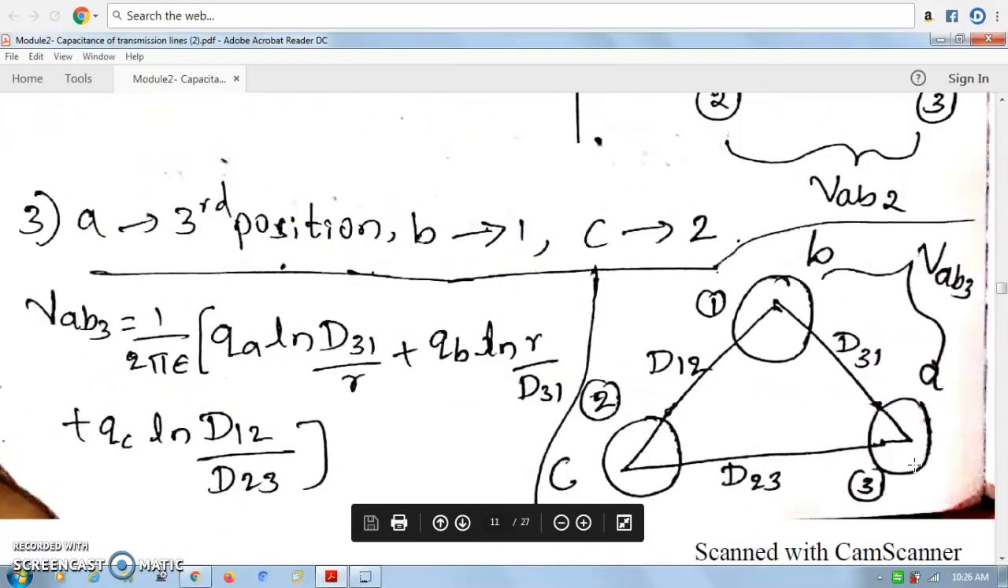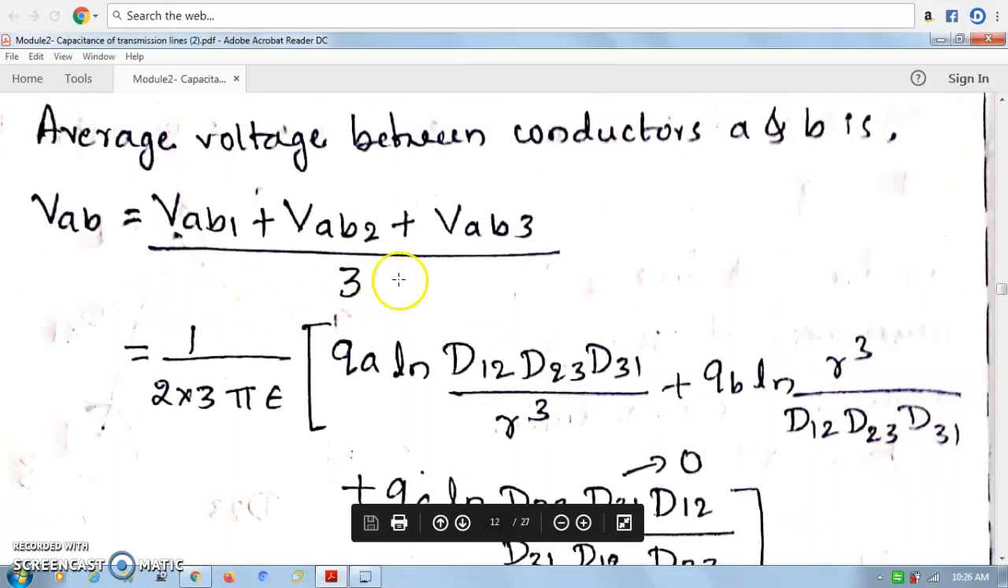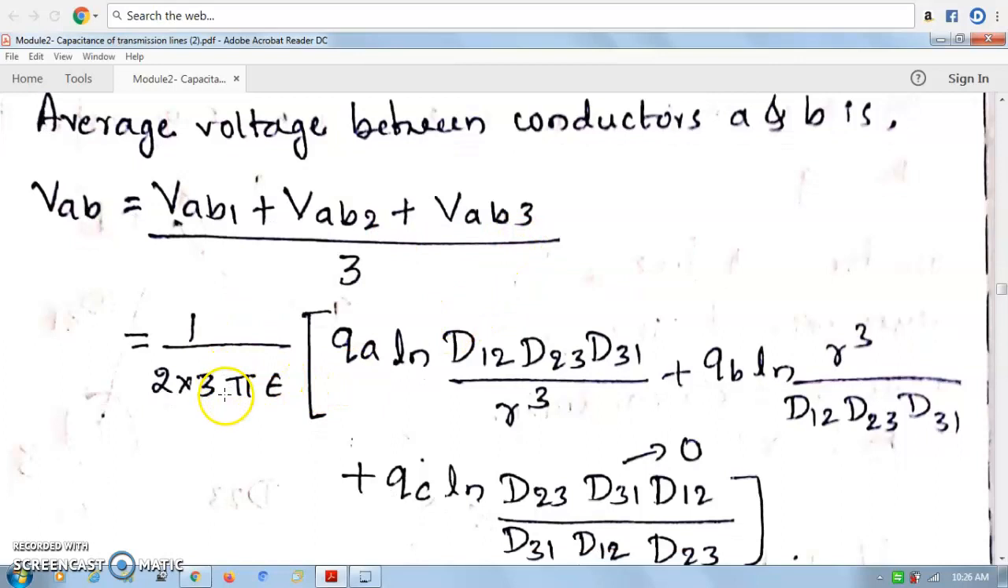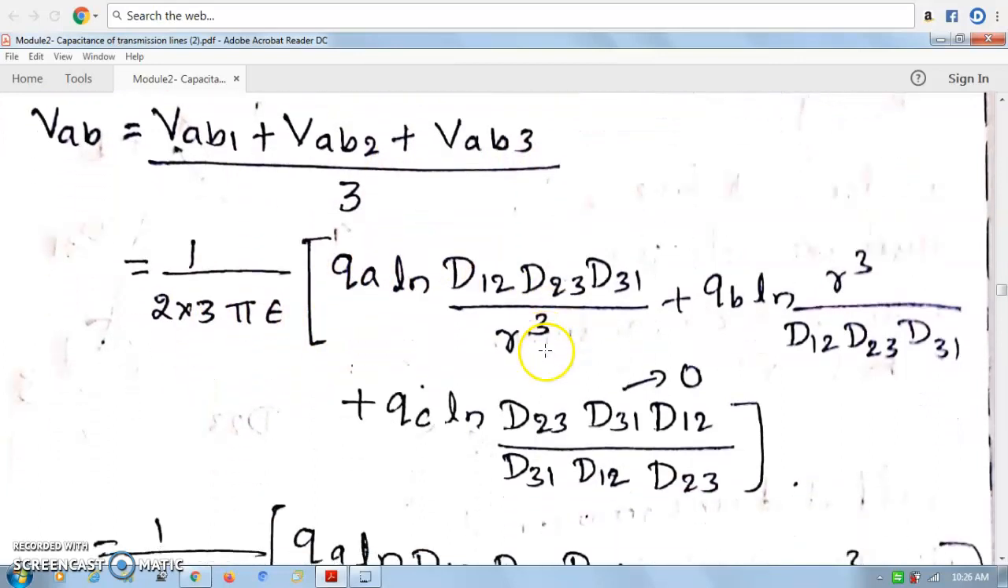So next is the potential for the A conductor in all three positions. Take the average: VAB is equal to the sum of the 3 equations divided by 3, VAB1 plus VAB2 plus VAB3 divided by 3. So 1 by 2 pi epsilon, take it common, 1 by 3 also common. Add all these 3.